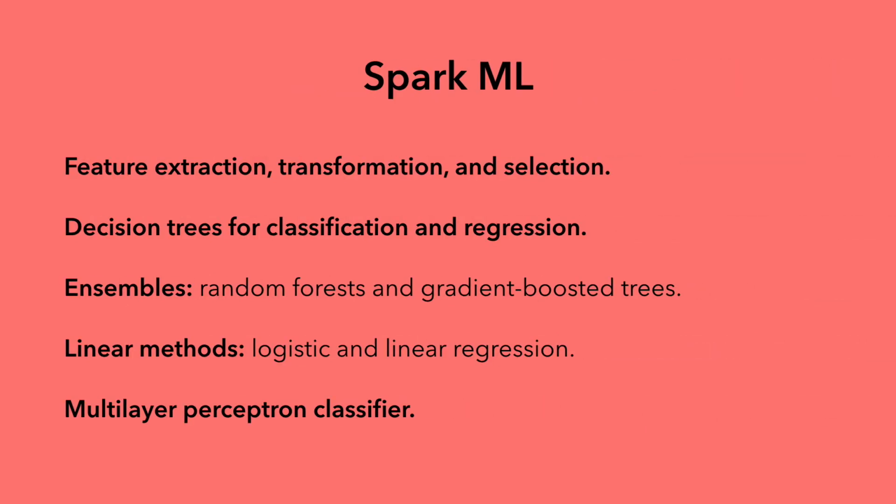Currently, Spark ML implements feature extraction, transformation, and selection, decision trees for classification and regression, examples like random forest and gradient boosted trees, linear methods, logistic and linear regression, of course, and multi-layer perceptron classifiers.